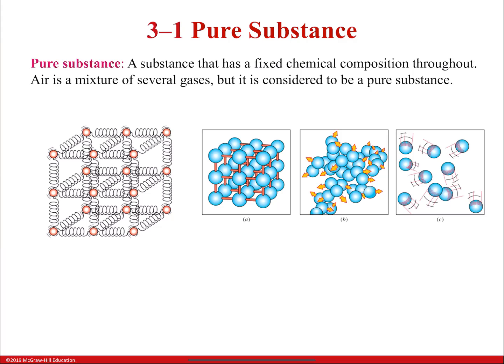A pure substance is the first term that we need to define. And why is that? Because that's what we are studying in the chapter. A pure substance is defined as a substance that has a fixed chemical composition throughout. A pure substance does not have to be a single chemical element or compound. A mixture of various chemical elements or compounds also qualifies as a pure substance as long as the mixture is homogeneous. For example, air. Air is a mixture of several gases but is considered to be a pure substance.